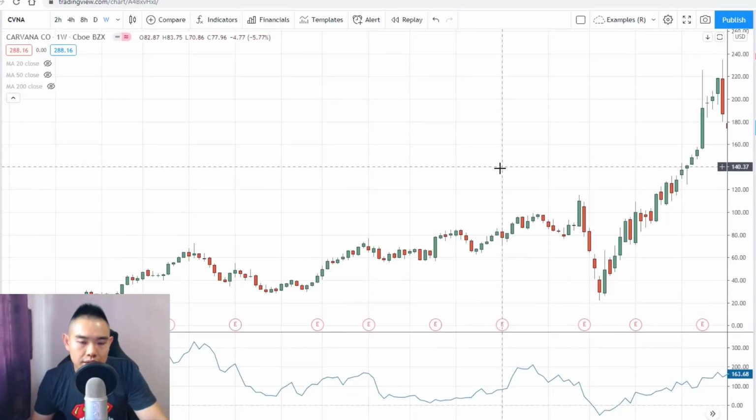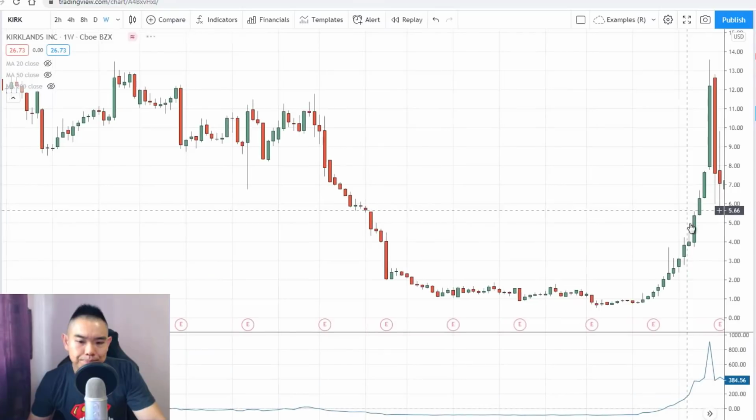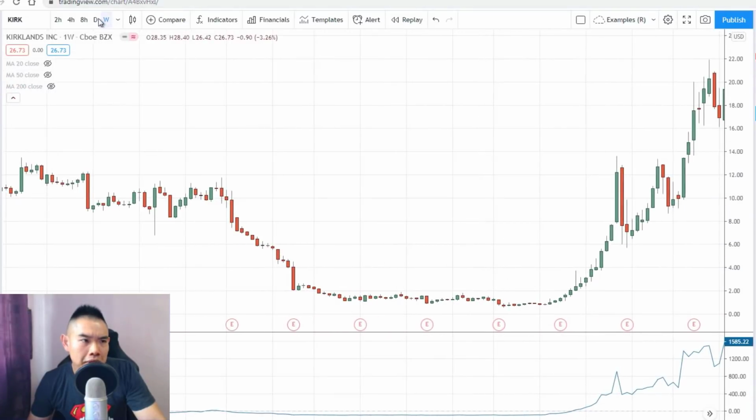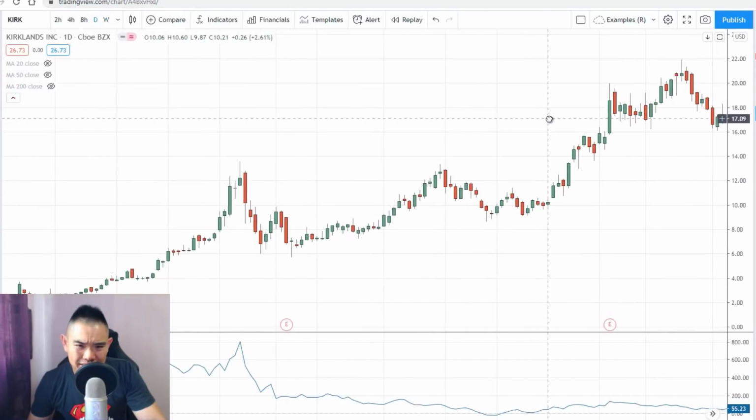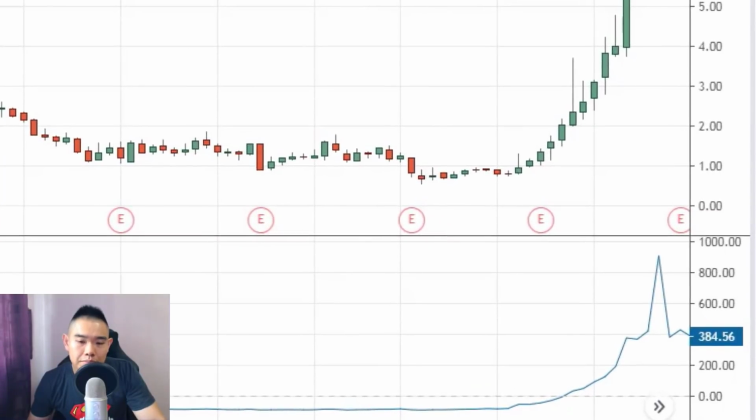So in essence, what this 50-week ROC indicator does is that it tells you, over the last 50 weeks, how much did this stock gain in price? How many percent did it gain in price? So if you look at this, for CVNA, it has gained 163% over the last 50 weeks. Okay, cool. Now let's compare that with Kirkland. So for Kirkland, at that point in time, it has gained 384%. Big difference, right? Kirkland is much stronger in terms of ROC value.